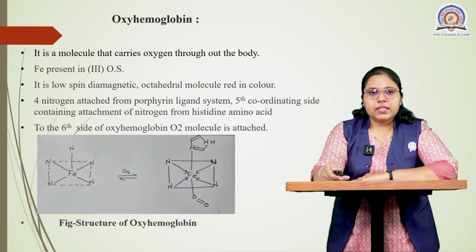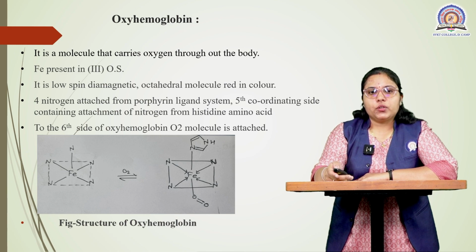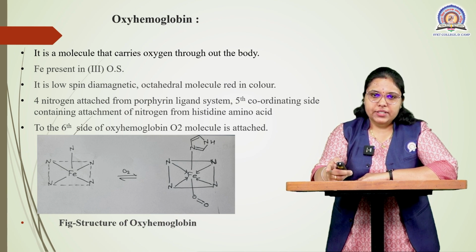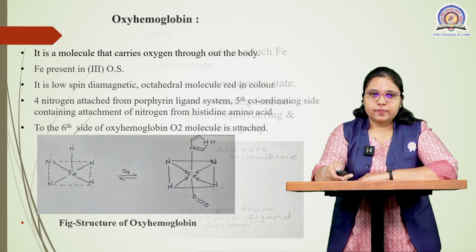Next, we discuss oxyhemoglobin. It is a molecule that carries oxygen throughout the body. Fe is present in the +3 oxidation state. It is a low spin, diamagnetic, octahedral molecule, red in color. In this diagram, we see Fe is present as the center metal atom. 4 nitrogen atoms are attached from the 4 porphyrin ligand system, the 5th coordinating site contains the attachment of a nitrogen atom from a histidine amino acid, and to the 6th site of oxyhemoglobin an O2 molecule is attached.